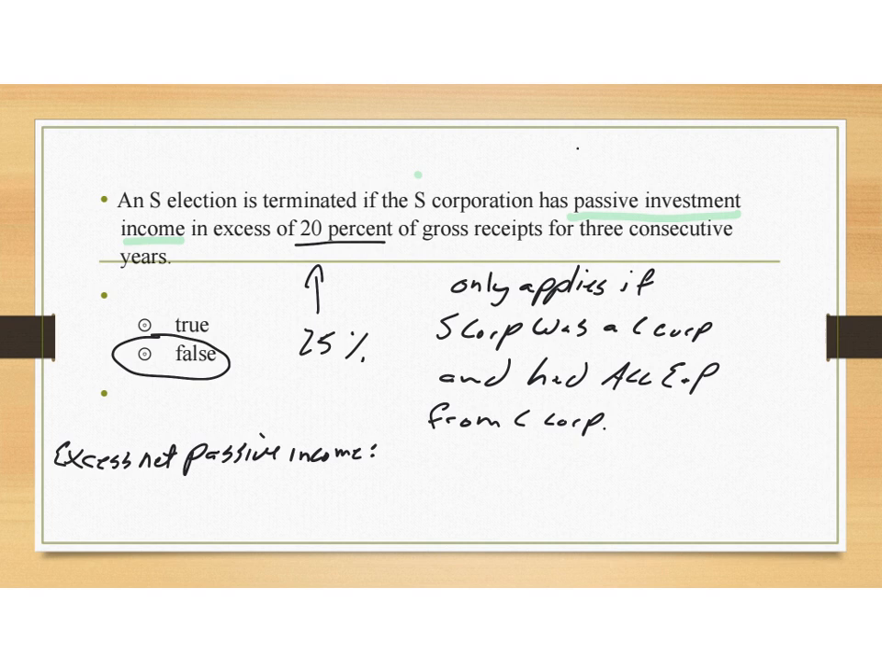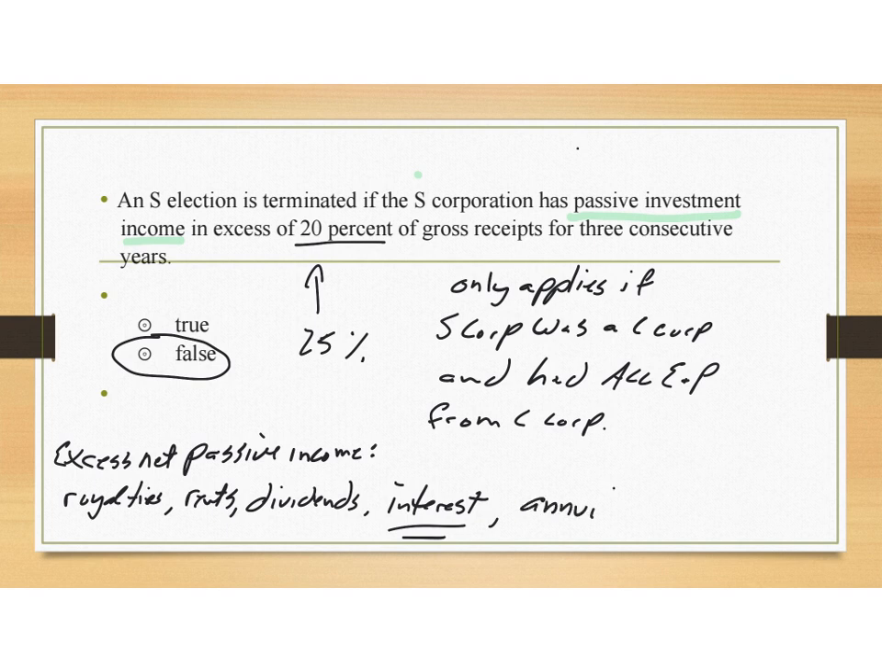It includes royalties, rents, dividends, interest, and this includes tax-exempt interest as well, and annuities.